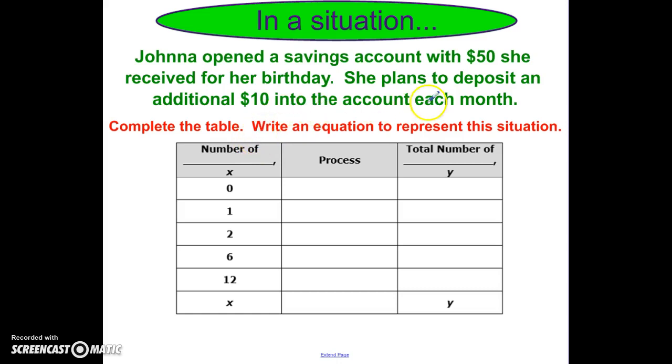So this each month part is helpful because it lets us know that that's going to be our x. So the number of months is the x. And the other changing variable would be the total number of dollars saved.